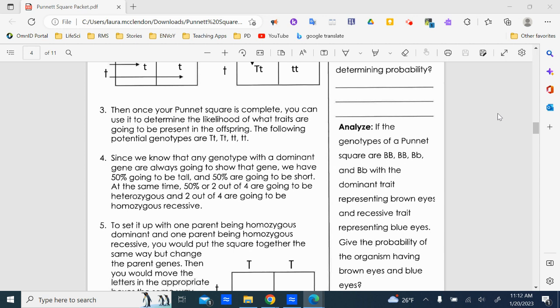The potential genotypes are big T, little t; big T, little t; little t, little t; little t, little t. Step 4. Since we know that any genotype with the dominant gene will always show that gene, we have 50% going to be tall and 50% going to be short. At the same time, 50%, or 2 out of 4, are going to be heterozygous and 2 out of 4 are going to be homozygous recessive.